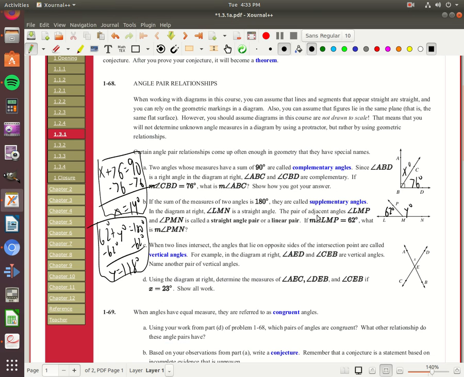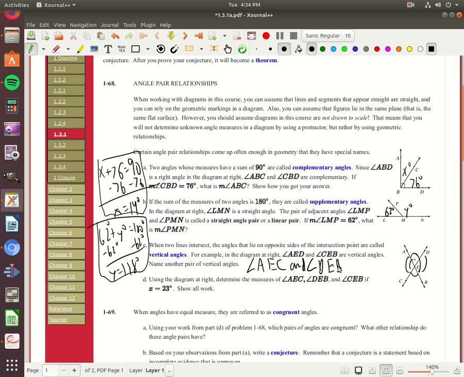All right, I apologize. So it says, when two lines intersect, the angles that lie on opposite sides of the intersection are called vertical angles. So we know that these are vertical angles and these are vertical angles because they're opposite. So for example, AED, this angle right here, and CEB, this angle right here, are vertical angles. Name another pair of vertical angles. Well, how about this one? And you'll notice I'll use 2 instead of 1. I'll say angle AEC and angle DEB.